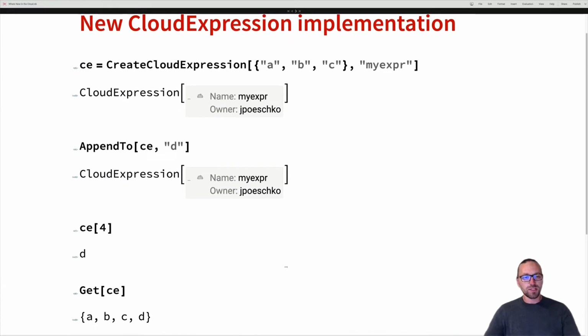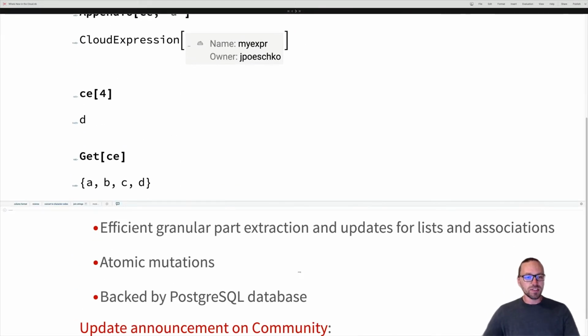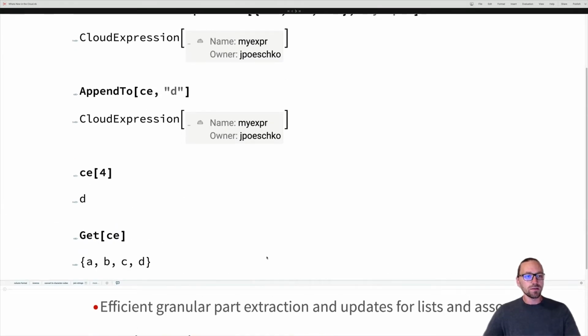But the point of Cloud Expression is that you can make efficient granular updates, and also you can extract things efficiently. So this does not have to download the whole expression at once just to extract that part. And also when I'm appending something, I'm only sending this new part to the server and not getting the whole expression and then adding the part and then sending back the whole thing like you would do with Cloud Put and Cloud Get, perhaps.